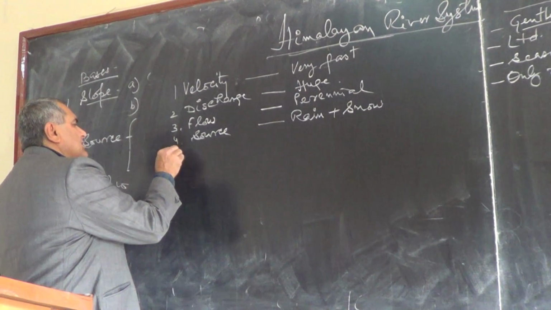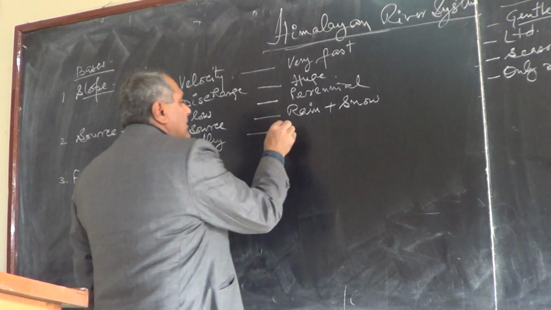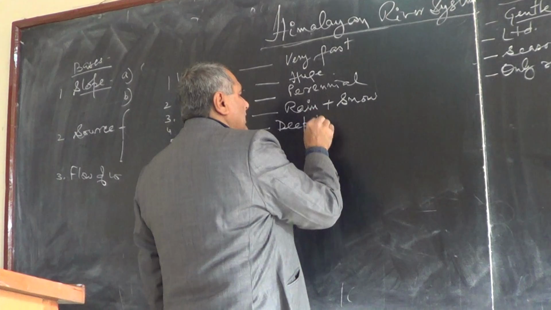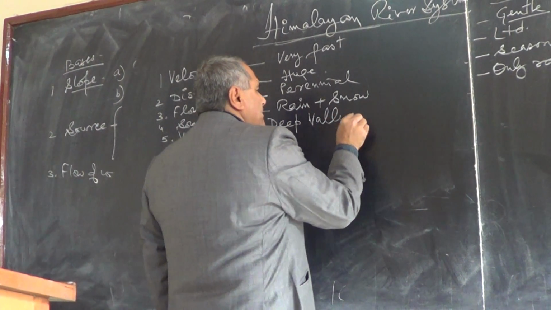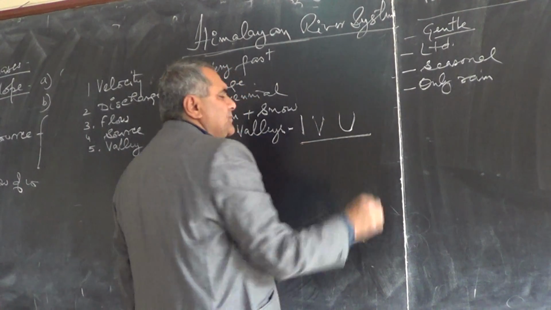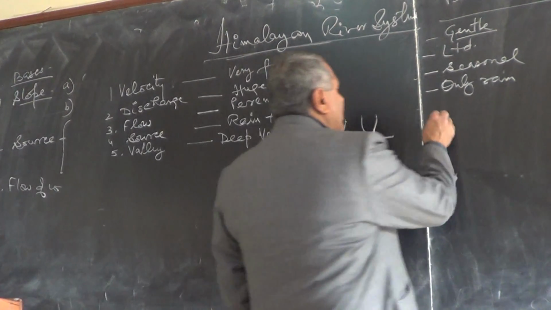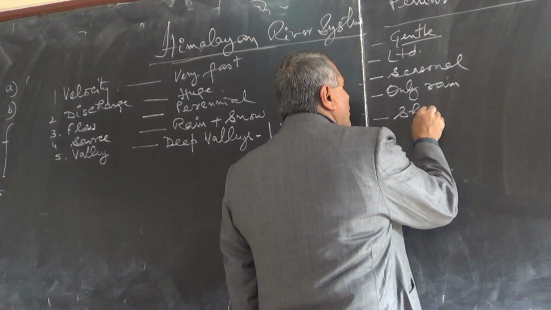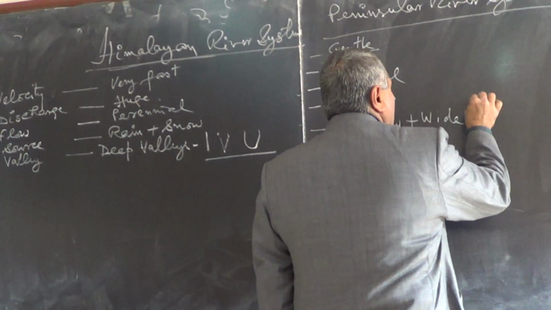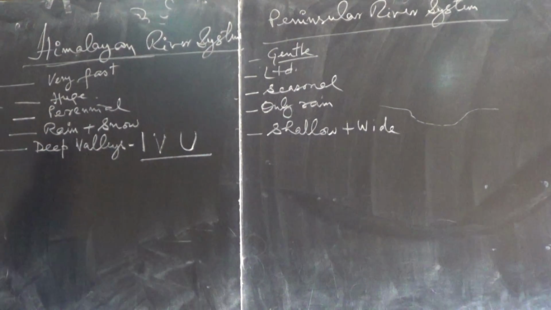Nature of valleys. Himalayan rivers have deep valleys: I-shape, V-shape and U-shape valleys. But the peninsular plateau has shallow and wide valleys.